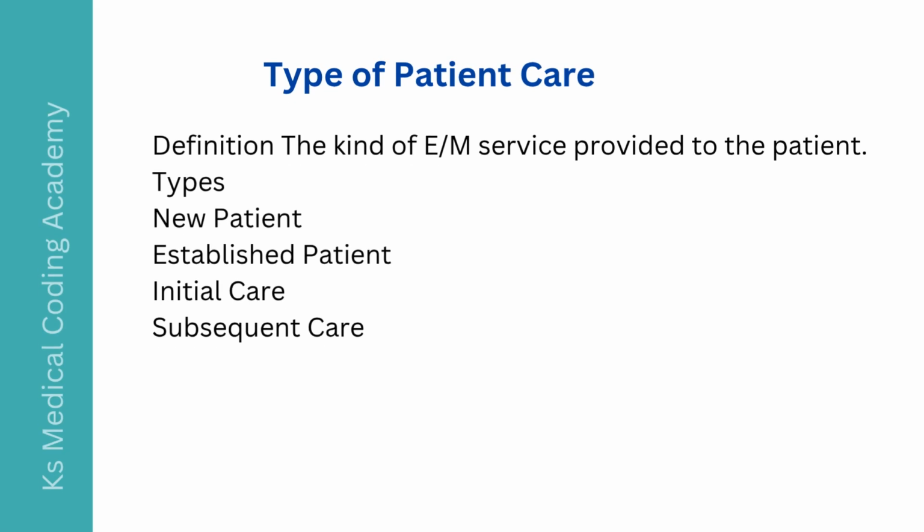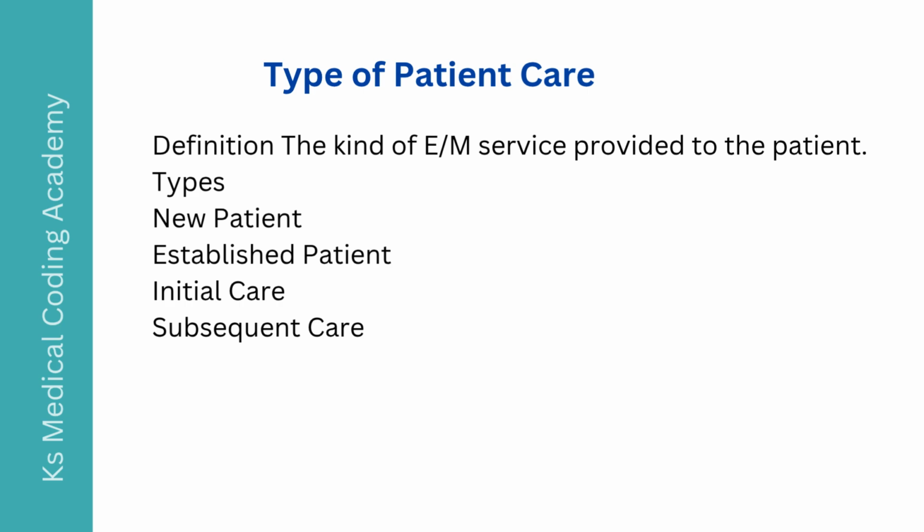Let's discuss the next EM coding element, which is the type of patient care. This refers to the kind of evaluation and management service provided during the patient encounter. In an office or outpatient setting, patients are classified as either new patients or established patients. A new patient is someone who has not received professional services from the physician or another physician of the same specialty within the same group practice during the previous 3 years. An established patient has already received professional services from the physician or the same specialty group within the last 3 years.